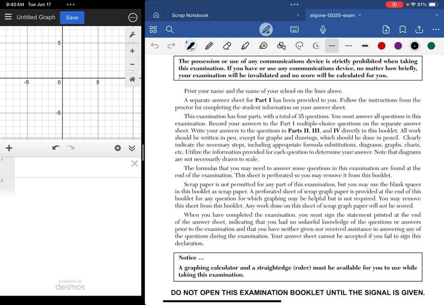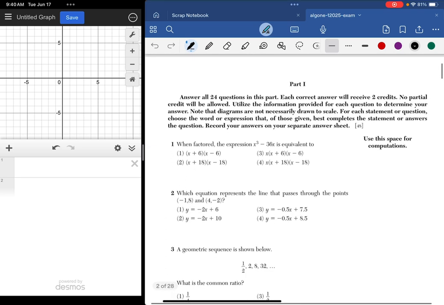All right, so you get on to the exam. The first question is asking, when factored, you have an expression here. What is it equivalent to? There's a couple ways to handle it. One would be to actually factor it using factoring techniques that you've learned in class. The other would be to distribute out the 4 choices.